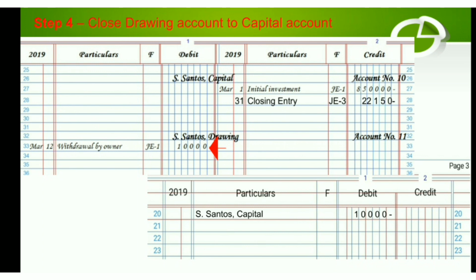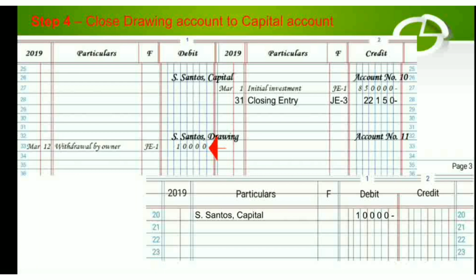By the way, we no longer write the date because we're still on page number 3 of the general journal. The first closing entry we had, which is also written on page number 3, is dated March 31, and the date of the closing entries is the same, so I did not repeat it. For our credit entry, S. Santos drawing is in a debit balance of 10,000 pesos. So in order to close it, we need to credit it. That's why our credit entry is S. Santos drawing of 10,000 pesos. So this is to close the drawing account to the capital account.